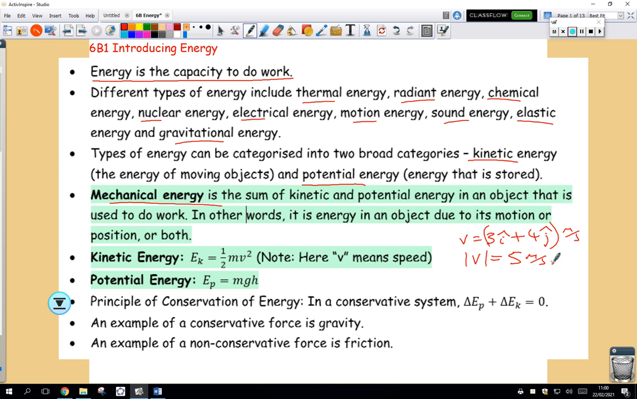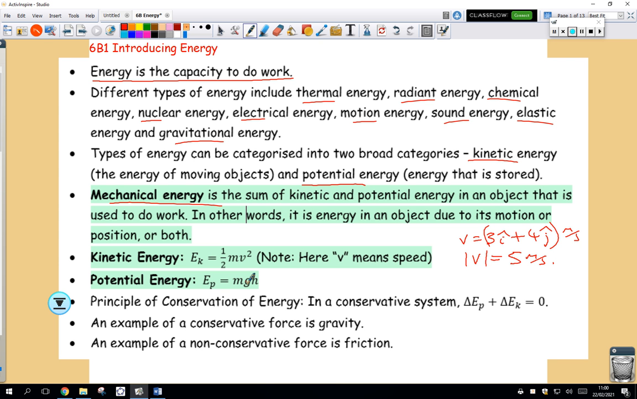M represents the mass as usual. Potential energy is defined as m times g times h, where m represents mass, g is the acceleration due to gravity, and h is its height. It's based on its position. Okay, we're going to take h as height.